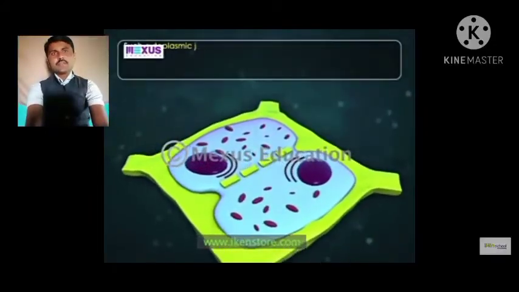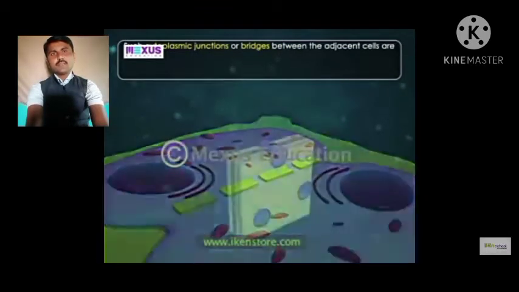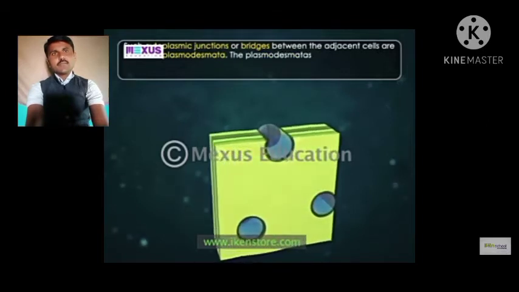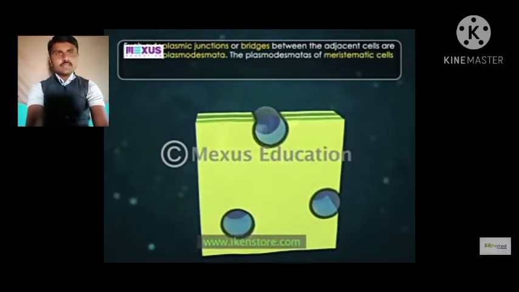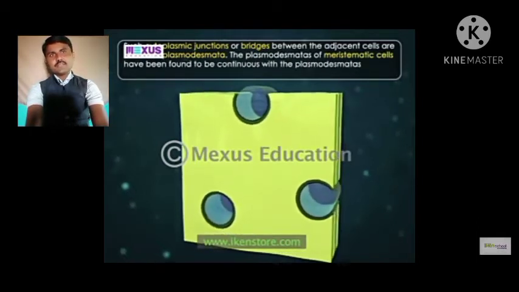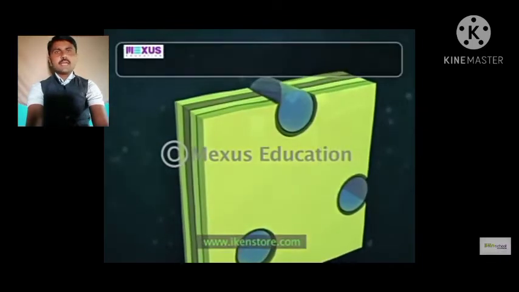So you see here in this diagram, the yellow four dots appearing between the two cells are known as the phragmoplast, and whatever you see in this diagram are plasmodesmata of the meristematic cell, which have been found to be continuous with the plasmodesmata of the adjacent cell.